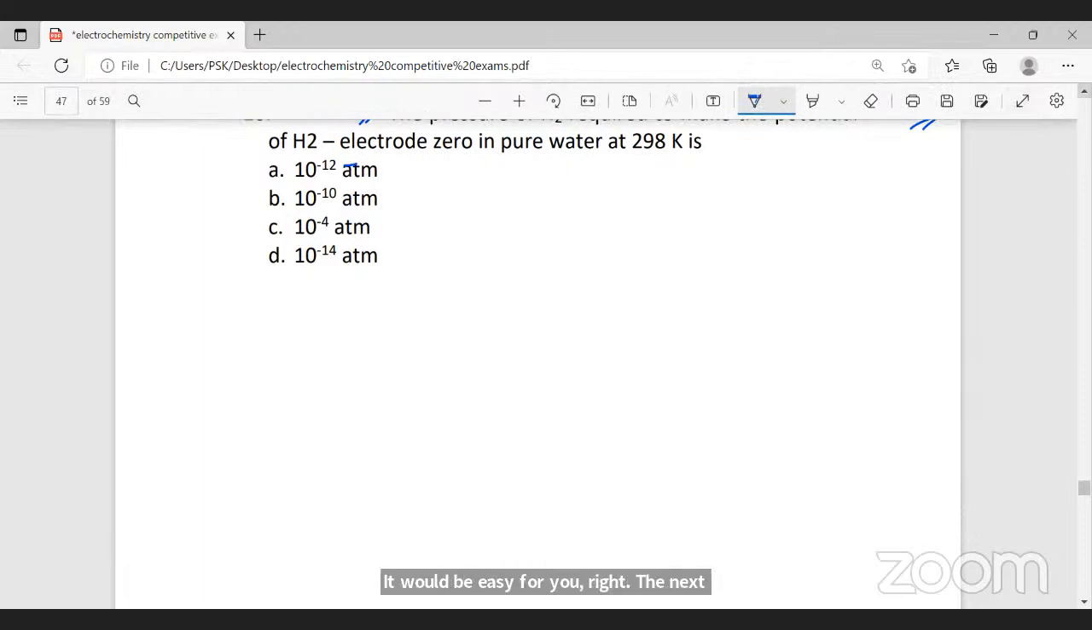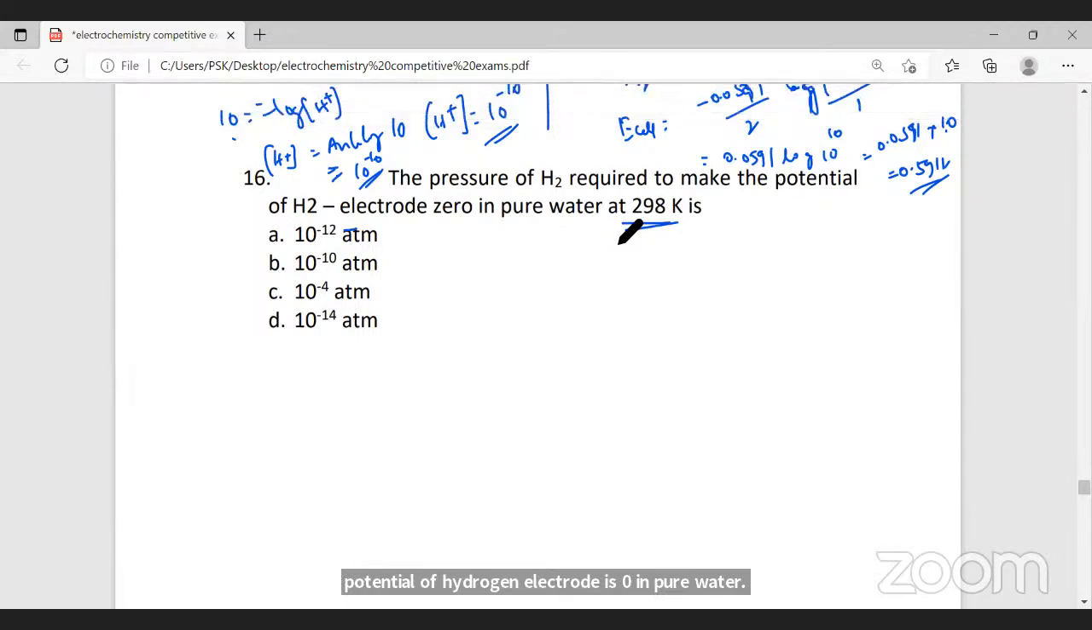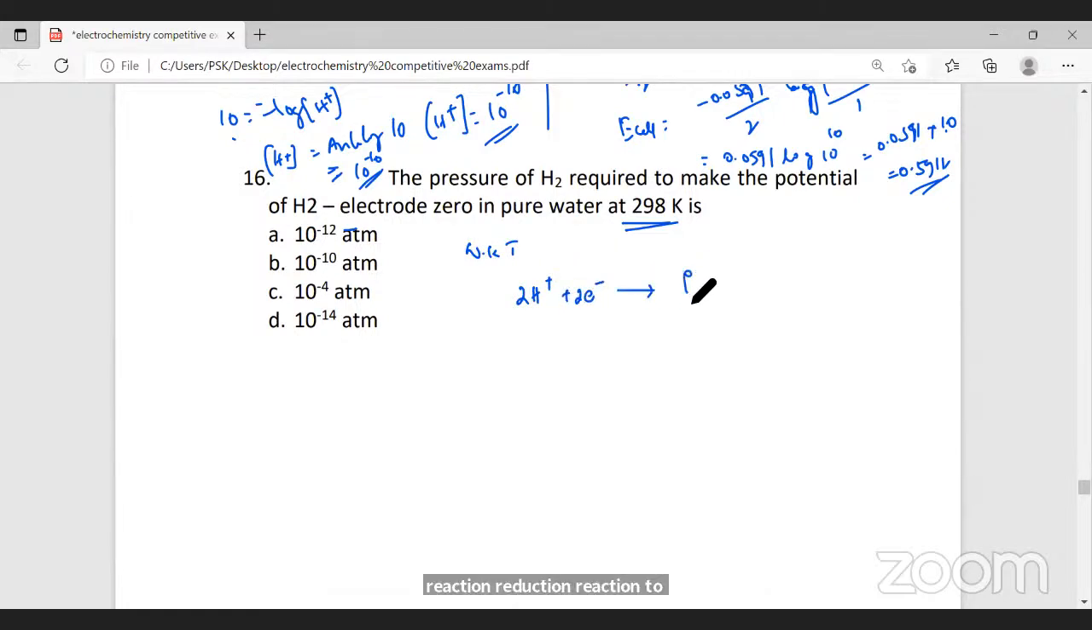Right. The next question here is: the pressure of hydrogen required to make the potential of hydrogen electrode 0 in pure water at 298 Kelvin is 10 to the power minus 12 atmosphere, 10 to the power minus 10 atmosphere, 10 to the power minus 4, or 10 to the power minus 14. So we know that the reduction reaction is 2H plus and 2 electrons giving you H2. This is reduction.